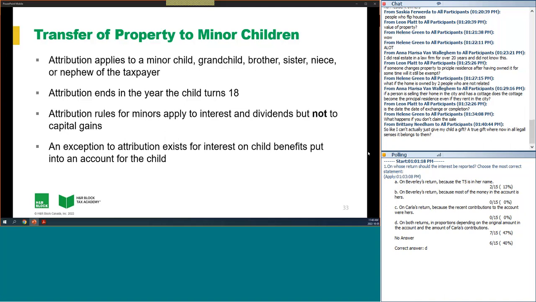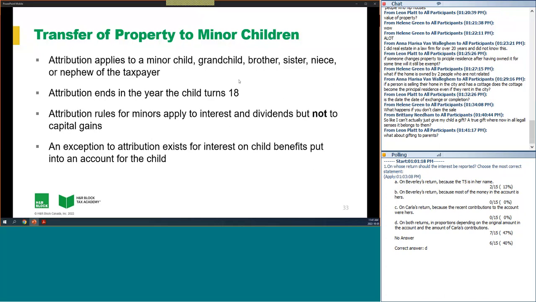Brittany, so you can't actually just give your child a gift, a true gift, where in all legal sense it belongs to them, if the gift that you give them earns income. The income remains yours until they become 18. Once they're 18, you can give them whatever you want because they can do whatever they want with it. And again, this is because they closed the loophole on spouses, so people started putting money in their children's names instead of in their spouses' names to try to avoid paying tax.